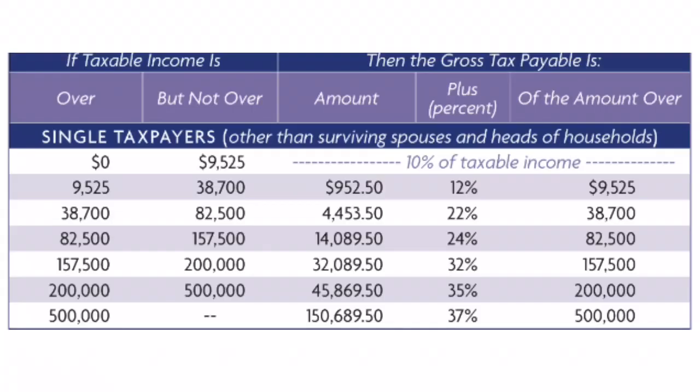It's also important to note that not all of your income is taxed at the same rate. The US tax system has what's called marginal tax rates. For example, let's say you're a single person and your taxable income is $30,000. You can see here from this schedule that you'd fall into the 12% marginal tax bracket, which means that only the amount over $9,525 is taxed at 12%. The first $9,525 is taxed at 10%.